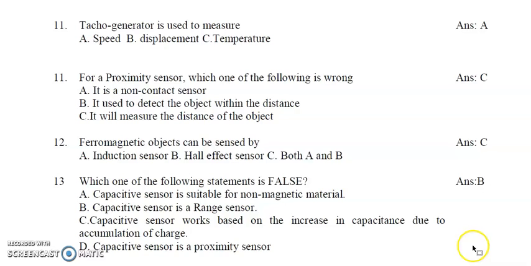Which one of the following statements is false? A. Capacitive sensor is suitable for non-magnetic material. B. Capacitive sensor is a range sensor. C. Capacitive sensor works based on the increase in capacitance due to accumulation of charge. D. Capacitive sensor is a proximity sensor. Answer is B.